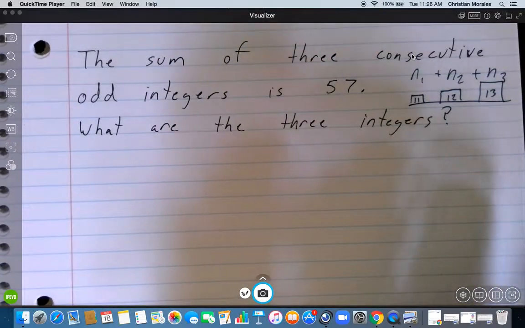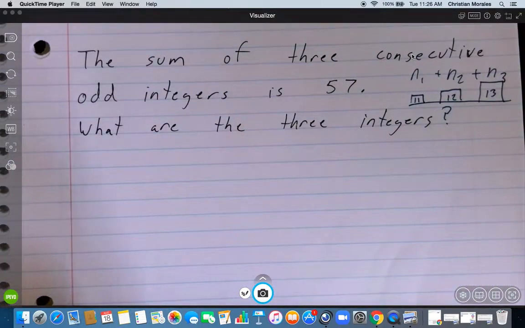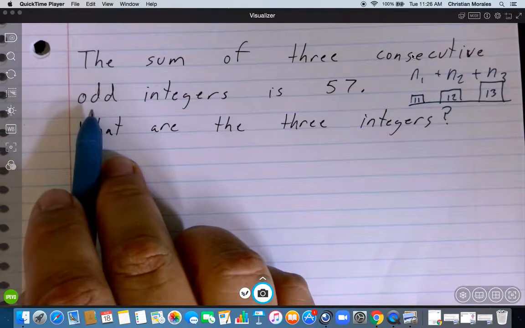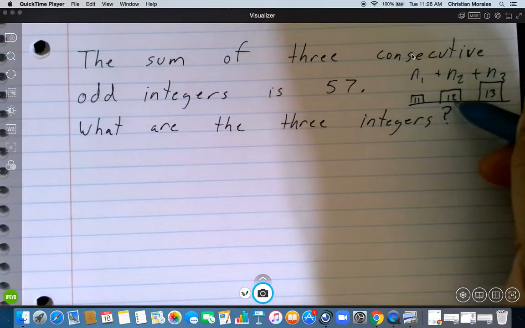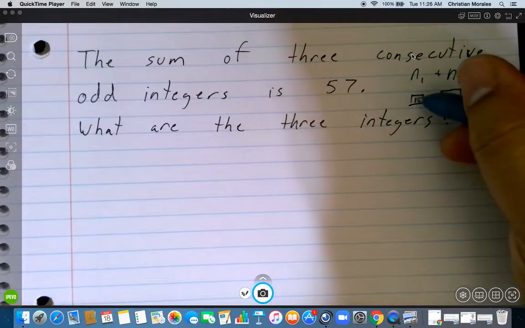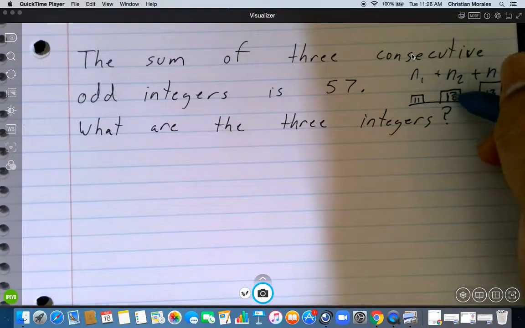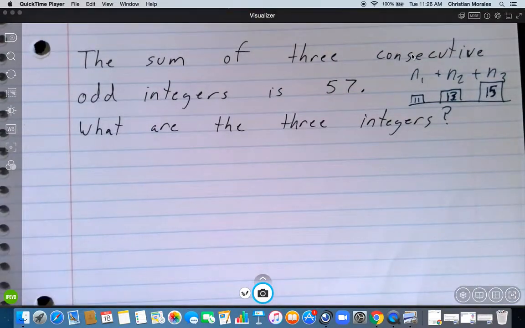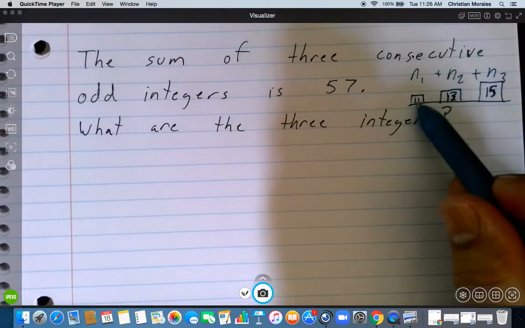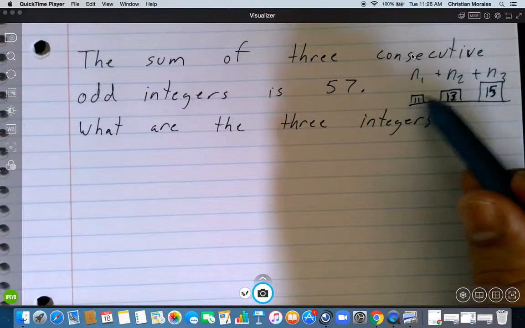Those are consecutive. But there's a key word in here that changes it: consecutive odd. So if it is 11, I couldn't go 12, 13. The next odd number would be 13, and then the next odd number after that would be 15. So it has to be going in order from the smallest to the largest, but in order, okay?